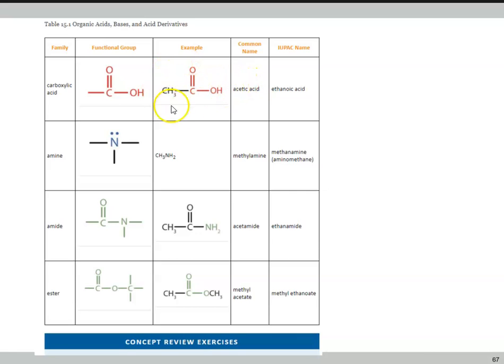A common name for this example is acetic acid. There are a number of different common carboxylic acid groups, and the most simple would be formic acid, which is the double bonded carbon to OH and a hydrogen here. That's formic acid. The IUPAC name, this would be a methyl group, so methanoic acid. That's the IUPAC name.